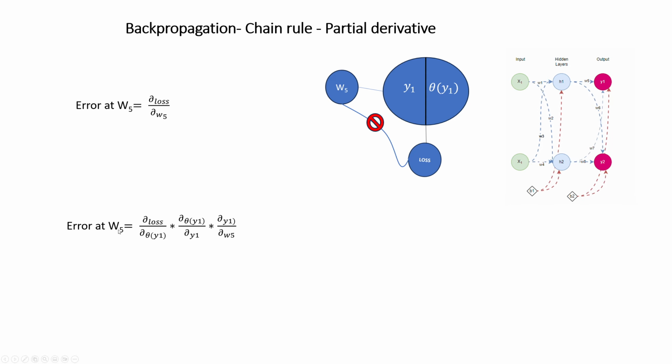So to update weight 5, we have to calculate the derivative of loss in terms of y1. Here's the loss, calculated, and it depends on this value, right? Next, the derivative of loss in terms of sigmoid of y1, then multiplied by the output, which depends on this, so I have to add the derivative of sigmoid y1 in terms of y1. Then y1 depends on w5, right? So it means the derivative of y1 in terms of w5.